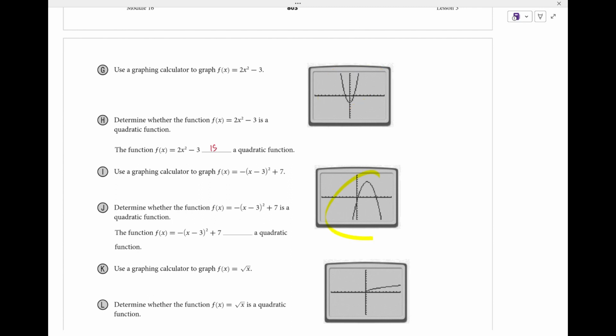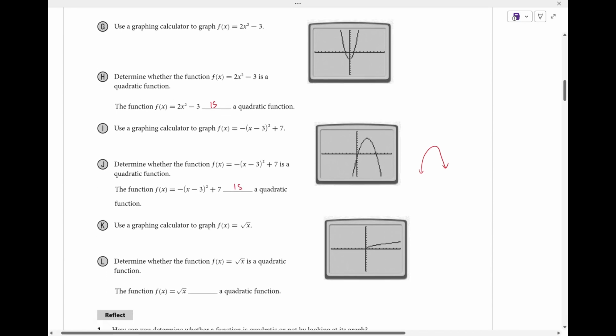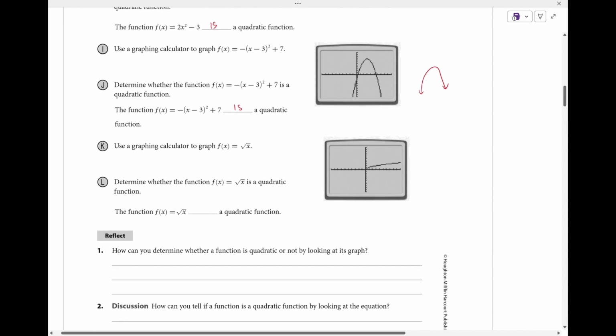Okay, let's look at this one. Is that a parabola? And yes, it is. Because even though it's upside down, that's still a parabola. That's like you throw a basketball in the air and it comes back down. This one is a quadratic function. Okay. And let's look at this one. Is this one a parabola? Well, it goes off to the side like this, but it never curves back. So this one is not a quadratic function because it's not a parabola.